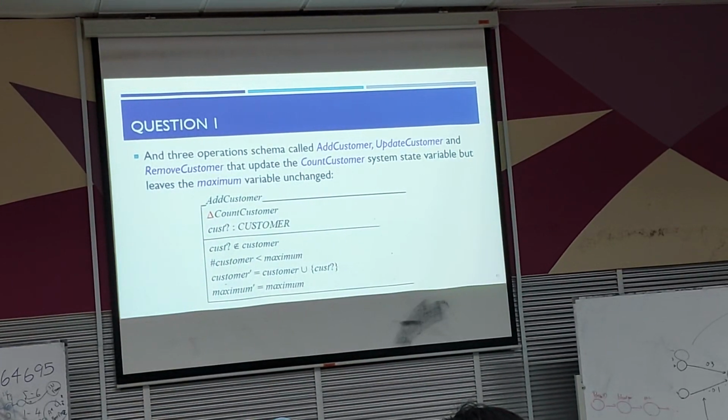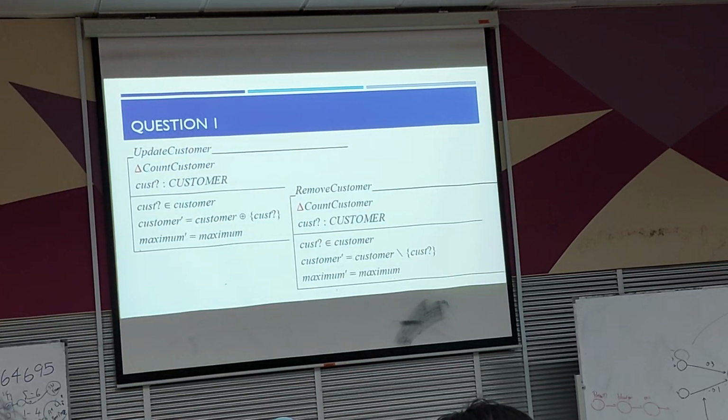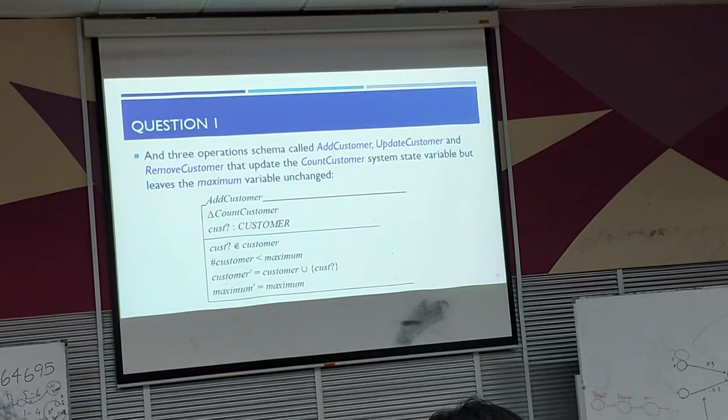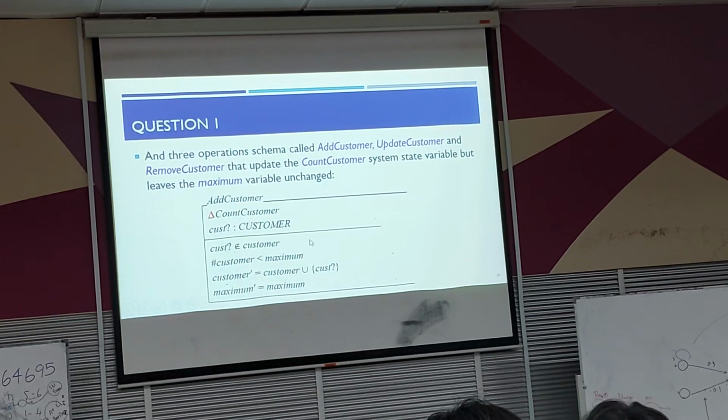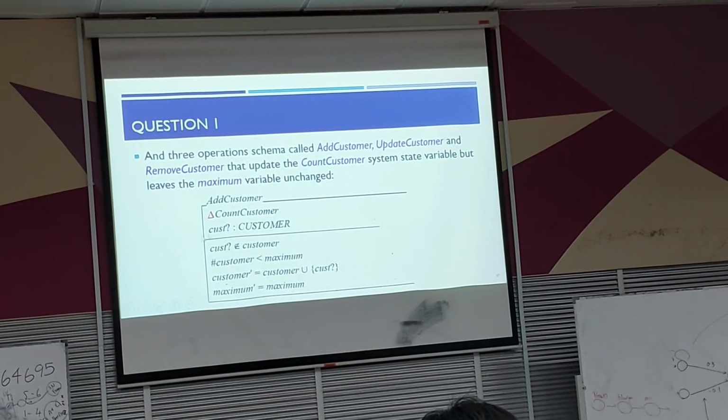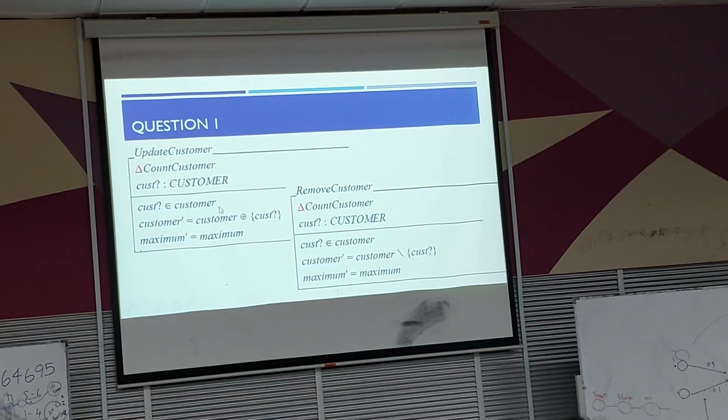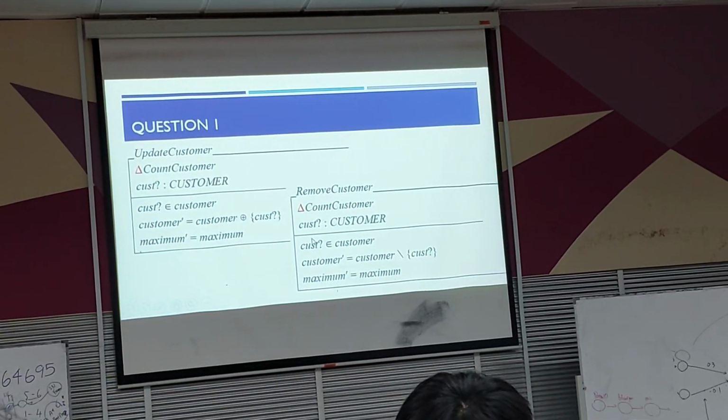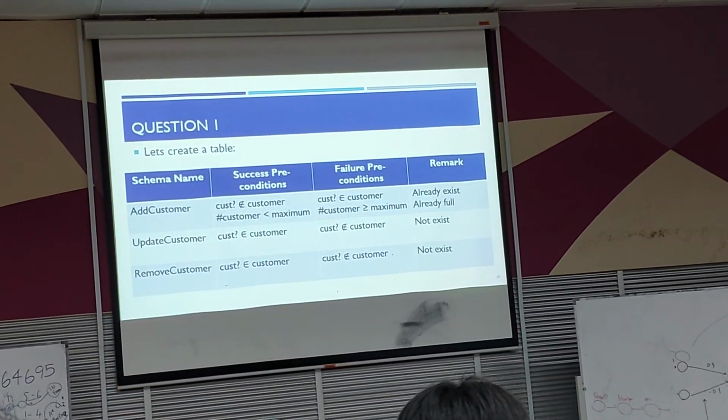Okay, so I will just proceed for you to understand. This is for update and then this is for remove. So you will see that from the add customer here, we will have two preconditions. For the update, you have one precondition, and for the remove, you have one precondition. Okay, so from here, I will do a table.